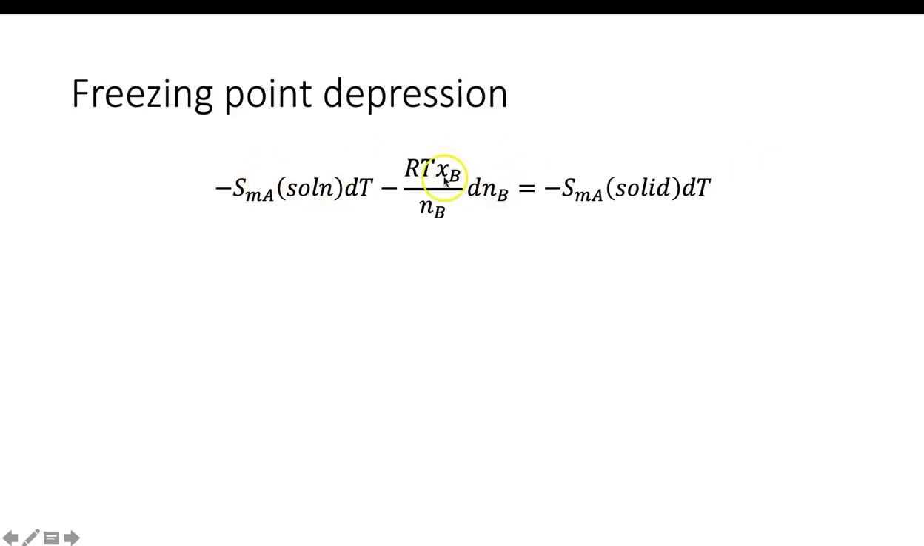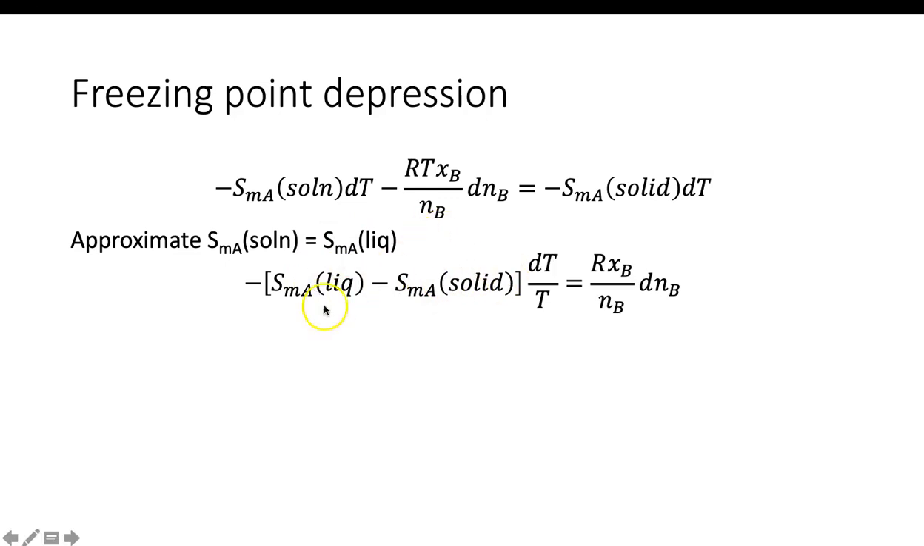And so here we have this expression. We can then approximate, because if it's a dilute solution, the entropy of the solution and the entropy of a pure liquid would be the same, which allows us to couple these entropies. And so this is an entropy of fusion. All right, and so we have all our dN_B terms on this side, our T terms on this side. And then remember, the entropy of fusion is delta H over T when we discussed that.